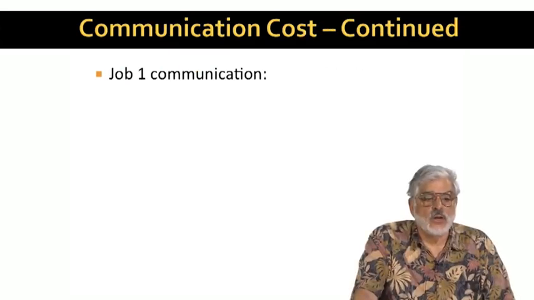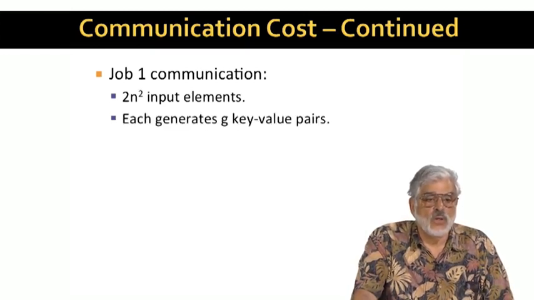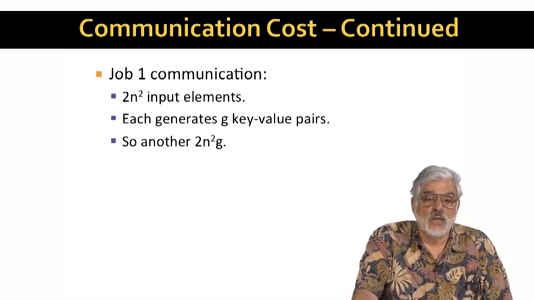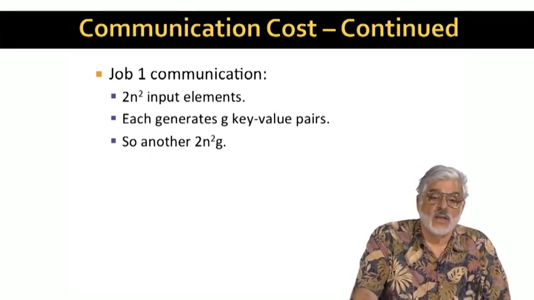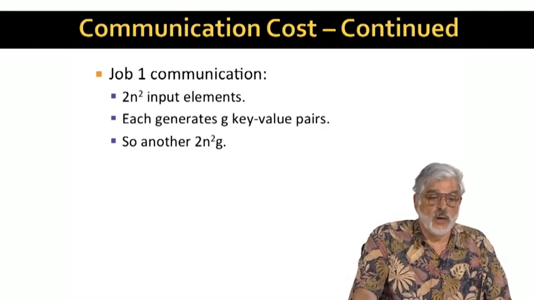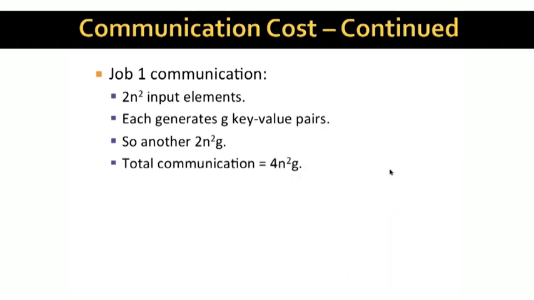Now let's figure the communication cost of job 1. There are 2n² input elements, and recall that each input is sent to g different reducers, where g is the number of groups. That means job 1 uses 2n²g communication, exactly the same as the second job. Incidentally, that was no accident. We picked the 2-to-1 aspect ratio of the rectangles exactly so the two jobs would require the same communication, and this total communication is a minimum. If we had done the more natural thing of dividing input matrices into squares, we would require about 6% more total communication. So the total communication of the two jobs is 4n²g.